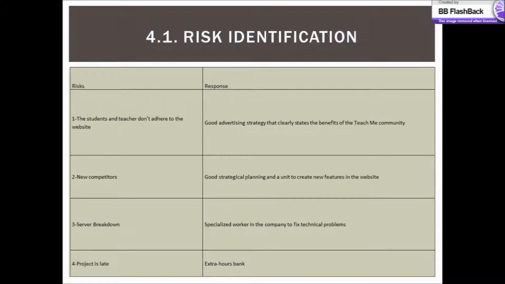The first one is that students and teachers don't adhere to the website. The second one is new competitors. The third one is server breakdown. And the fourth is that the project is late. Every risk has an associated mitigation strategy.